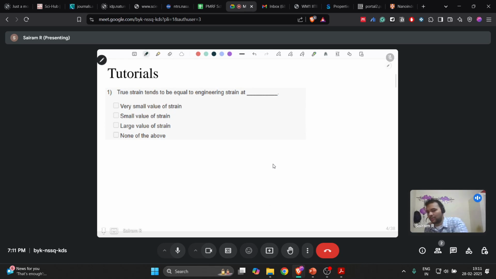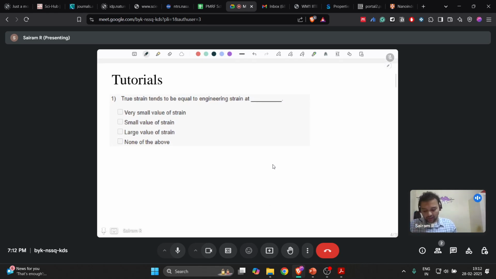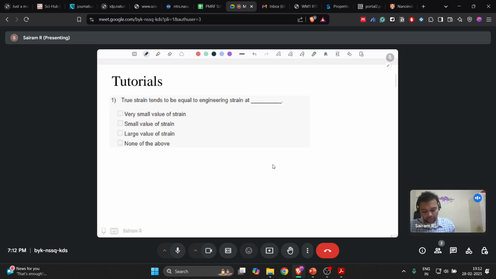Let us start solving our problems. The very first problem for today from the previous class is: true strain tends to be equal to engineering strain at what values? The options are very small values of strain, small values of strain, large values of strain, and none of the above. We'll have a quick recap of what engineering strain is, its formula, and what true strain is.